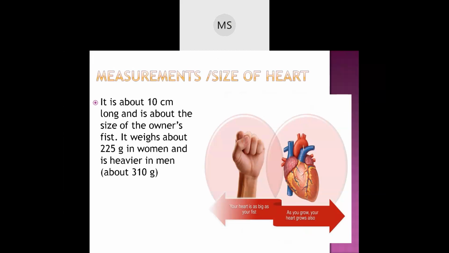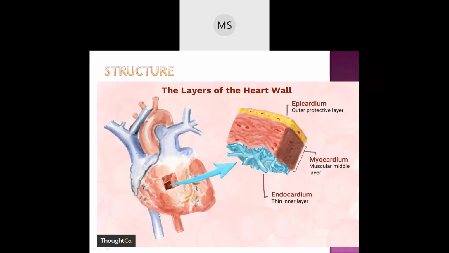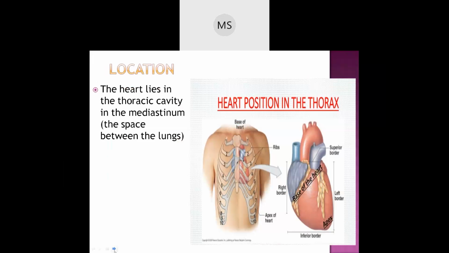The weight of the heart is heavier in men than in women, and the layers of the heart: it has three layers, the outer layer, the layer in between, and the innermost layer. The outer layer is the epicardium, the middle layer is the myocardium, and the innermost layer is the endocardium. And the heart lies between the lungs.